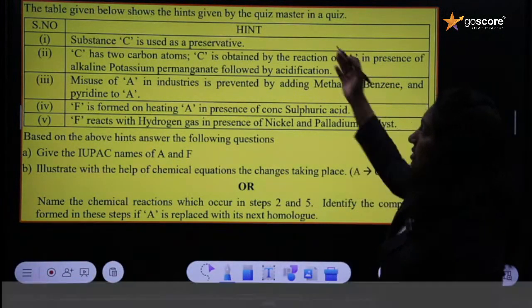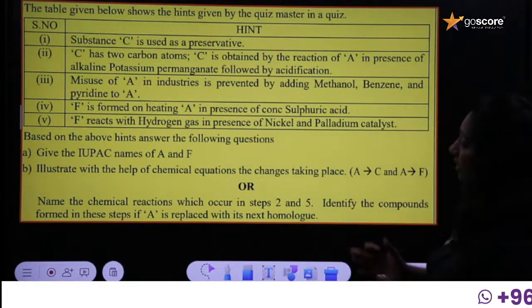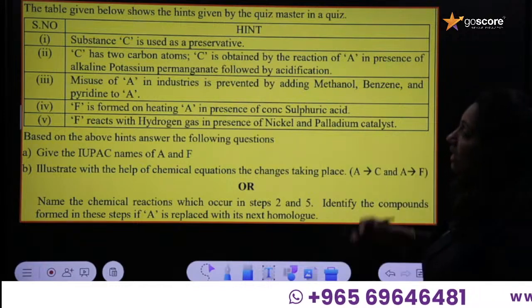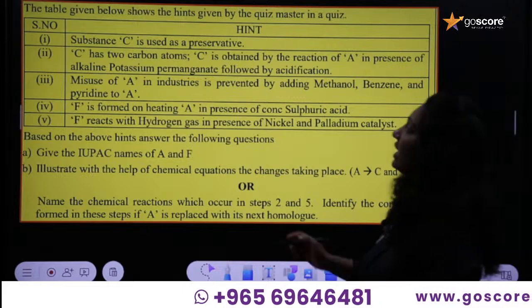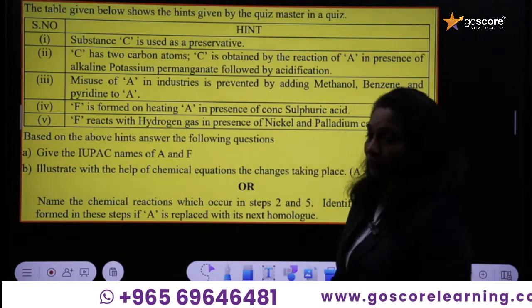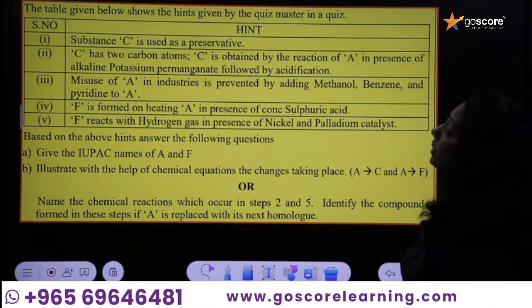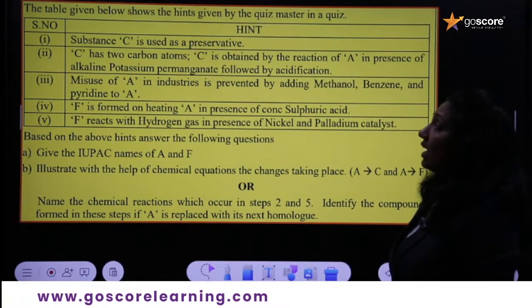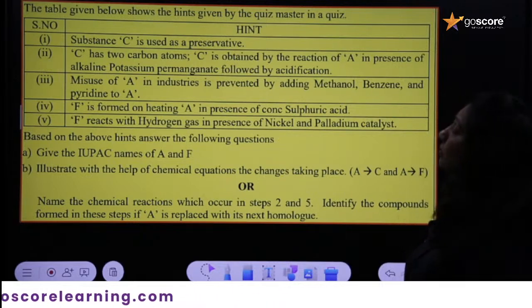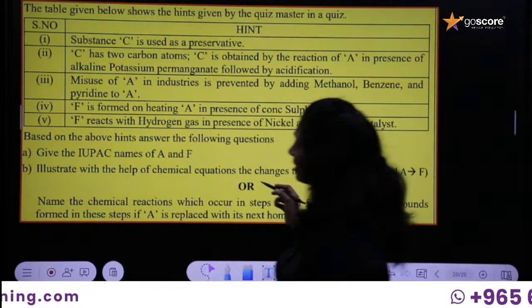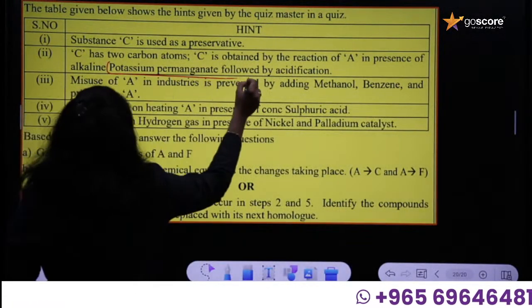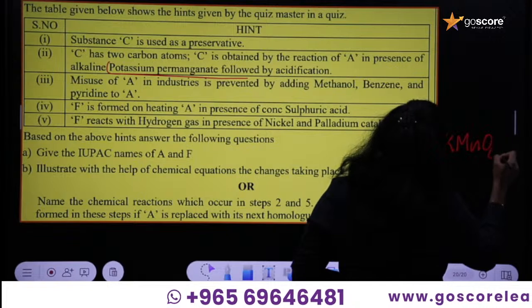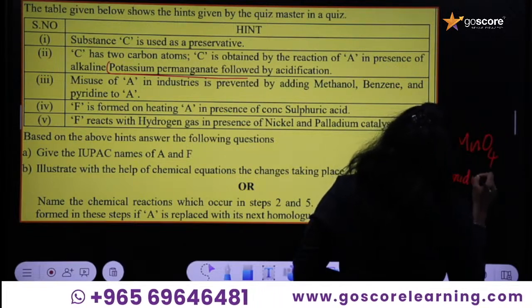Okay, so this is the case-based question, and the tabular column given below shows the hints given by the quizmaster in a quiz, that is, we have a substance C which is used as a preservative. C has 2 carbon atoms, and C is obtained from A in the presence of alkaline potassium permanganate followed by acidification. What is the role of this potassium permanganate? Potassium permanganate KMnO4 is acting as an oxidizing agent, right?